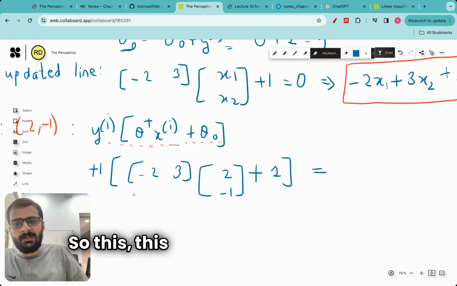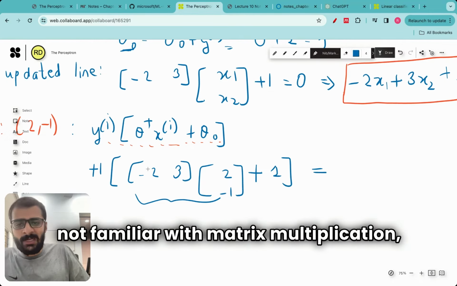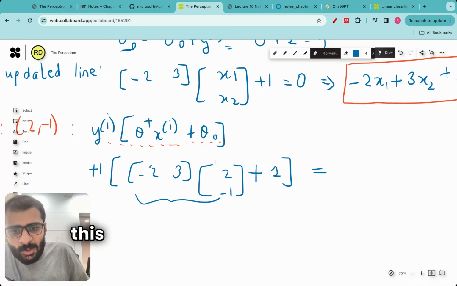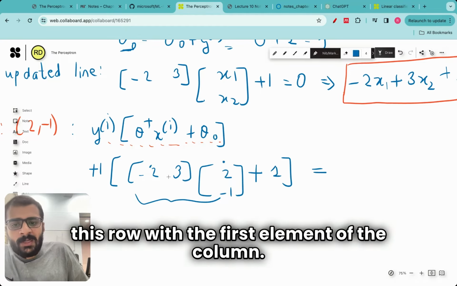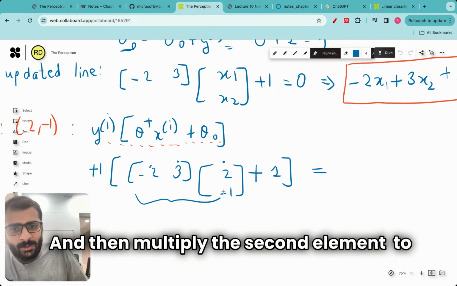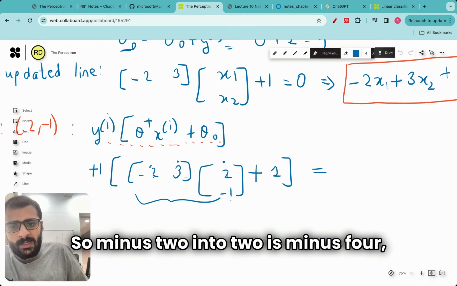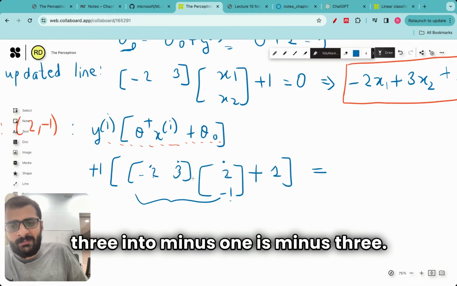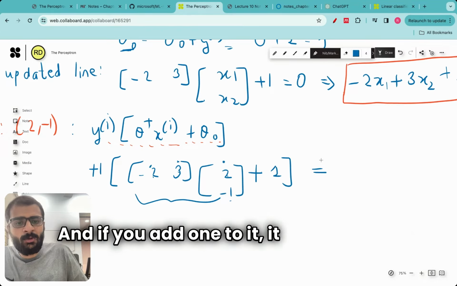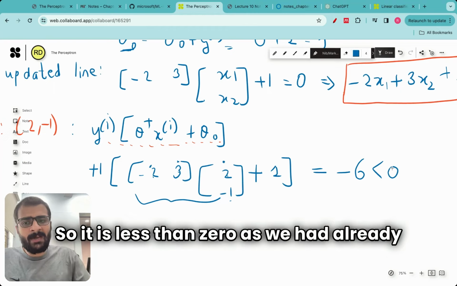So this multiplication, if you are not familiar with matrix multiplication, it's fine. You just have to multiply the first element of this row with the first element of the column, then multiply the second element with the second element, and then add both. So minus 2 into 2 is minus 4, 3 into minus 1 is minus 3. Adding these up will give minus 7, and if you add 1 to it, it will be minus 6. So it is less than 0, as we had already predicted.